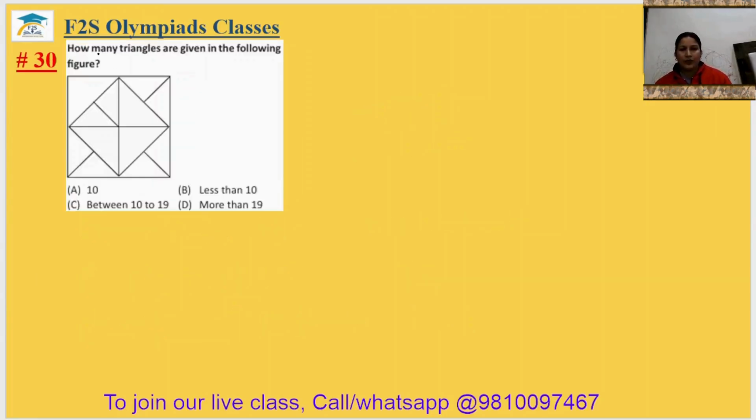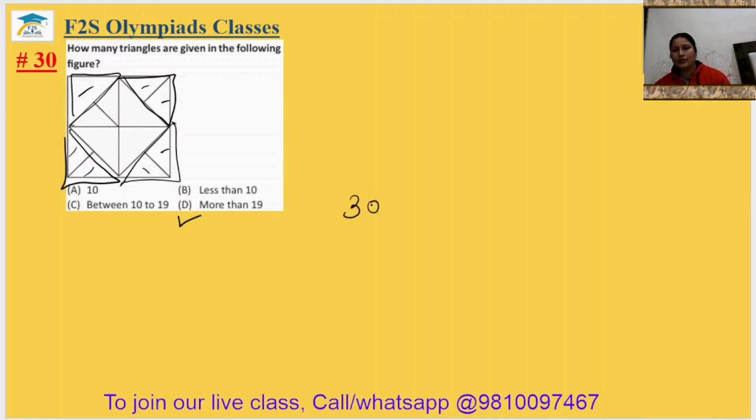Question number 30. How many triangles are there in the following figure? Okay. So first count the triangles inside it. So 1, 2, 3, 4, 5. Now this one is your 6. Now this one is your 7. This one 8. This one 9. This one 10. We have counted the internal triangles, 10 it is. Then 11, 12, 13, 14, 15, 16, 17, 18, 19, 20, 21. We can say more than 19. The 30th answer will be option D.